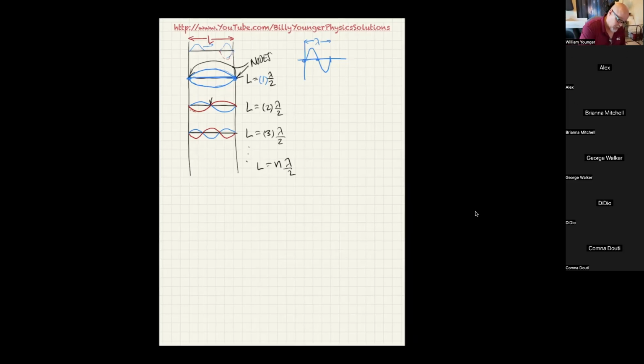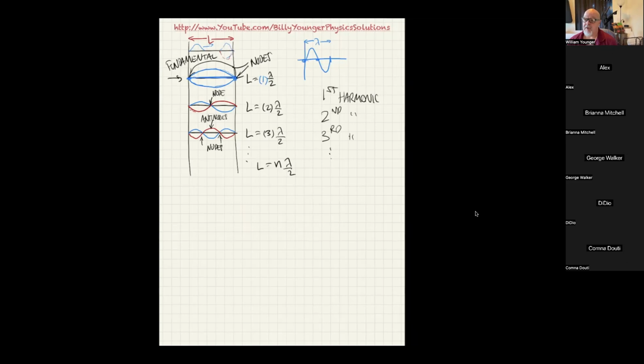Then, of course, this is a node. And then, of course, this is a node and this is a node. And so on and so forth. These, in fact, are antinodes. What this is called is the fundamental frequency. And then you have the first harmonic, the second harmonic, third, so on and so forth.